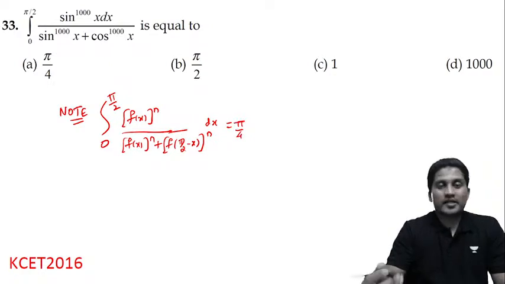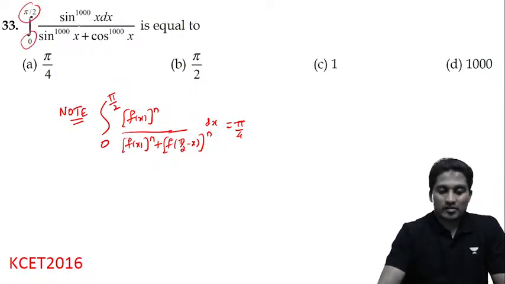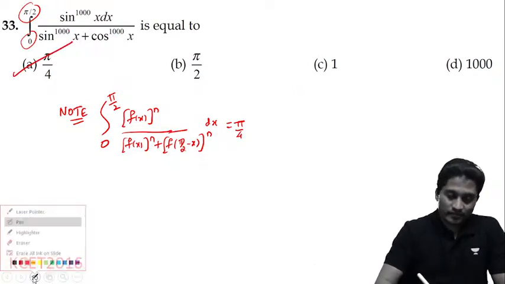It can be sine cos, it can be tan cot, it can be cosec sec. Here lower limit is 0, upper limit is pi by 2. Sin x power 1000 divided by sin x power 1000 plus cos x power 1000, same form. Answer is always equal to pi by 4. You might get questions like this.